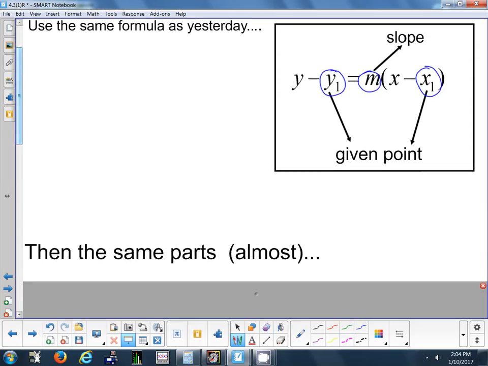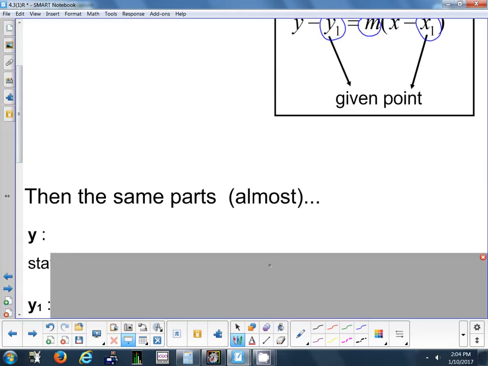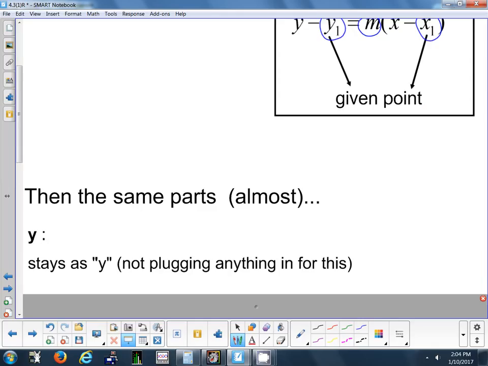All right, so the parts, right here where it says the same parts, you can almost copy and paste this from the notes from yesterday. Okay, there's only one thing that's different. What did we say about y yesterday? Stay the same or does it change? Stays the same. So y stays as y. If you want to write in parentheses, you're not plugging in anything for this, you can write that too. Okay, but all you really need to know is y stays as y. Don't change it.